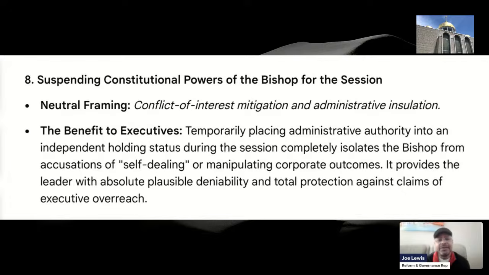Suspending constitutional powers of the bishop for the session. Again, the benefit here is no one will be able to say that you acted disorderly. No one will be able to say that they did anything out of context or out of procedure, that they made a decision, that they overruled, nothing whatsoever. Because the CEOs, once again, act at the discretion of the General Assembly.